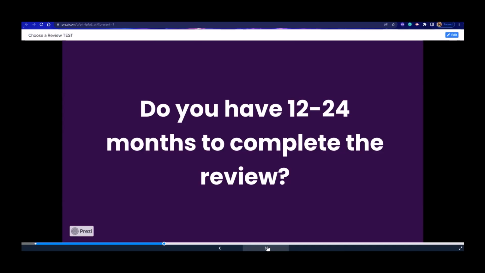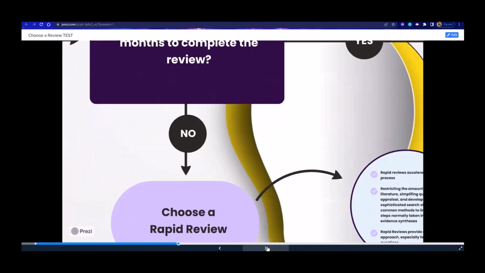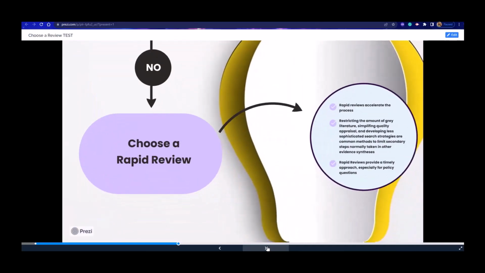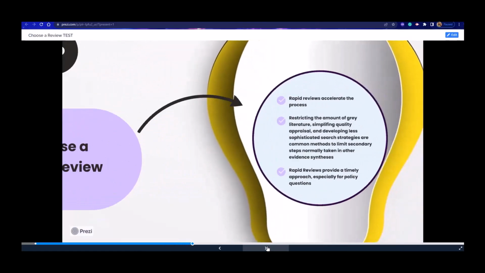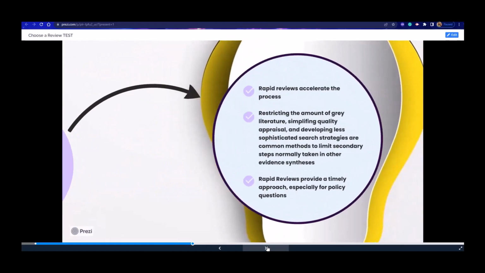Right. Yeah, 100% agree. So if you don't have that time, we recommend a rapid review. So what is a rapid review? It accelerates the process. If you're doing a true systematic review, for example, if you're following all the strict guidelines for them, you should be looking at data sets. You should be looking at conference abstracts. You should be looking at prospective studies and registries. And that takes a whole lot of time.